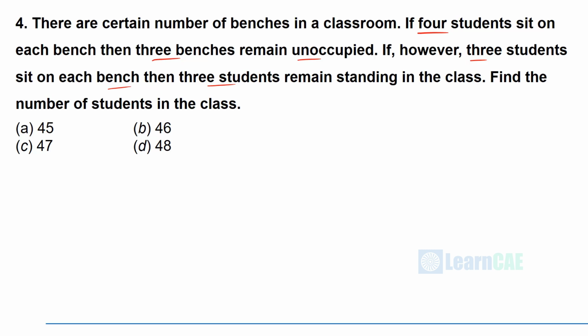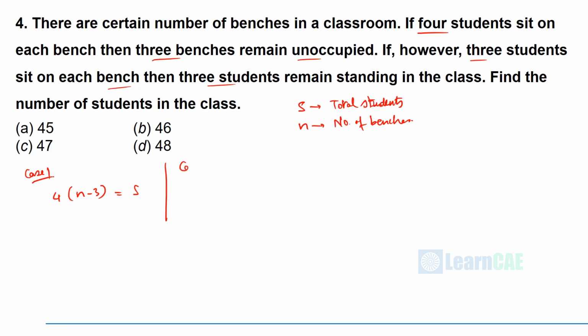Okay. Let us assume S be the total number of students and n be the number of benches. So in the first case, case 1, 4 students sit on each bench, then 3 benches remain unoccupied. It means the total number of benches used is n minus 3 and 4 students are sitting on each bench. So this will be equal to the total class strength, that is S.